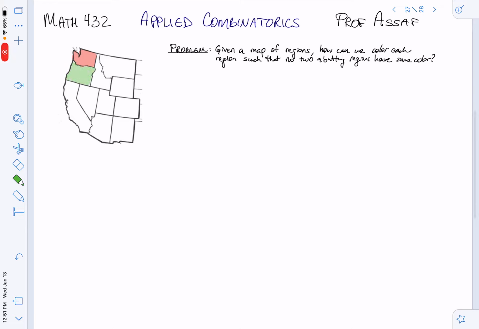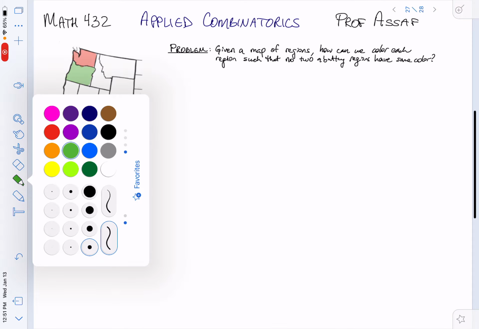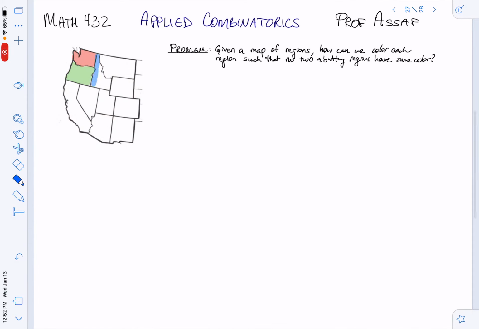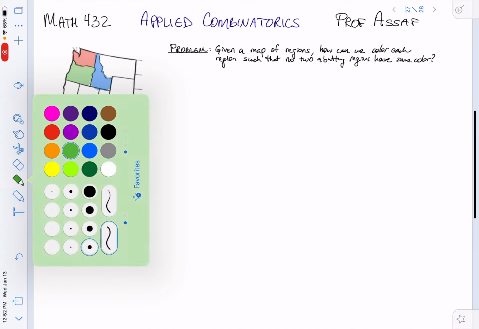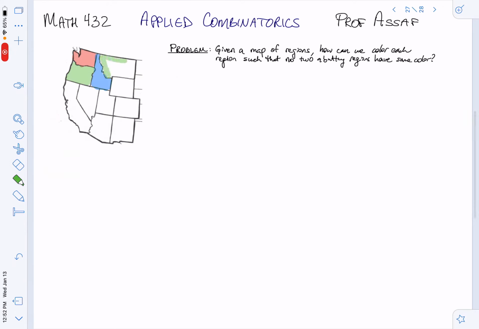Okay. Now, think about what I can do for Idaho. Idaho can't be red and it can't be green because it shares a border with both of these. That means I'm going to need 3 colors. And the question is, how many colors do I really need to finish this out? So there we go. Now, if we think about Montana, we can actually reuse green because no reason not to. I could have used red, but I chose green.